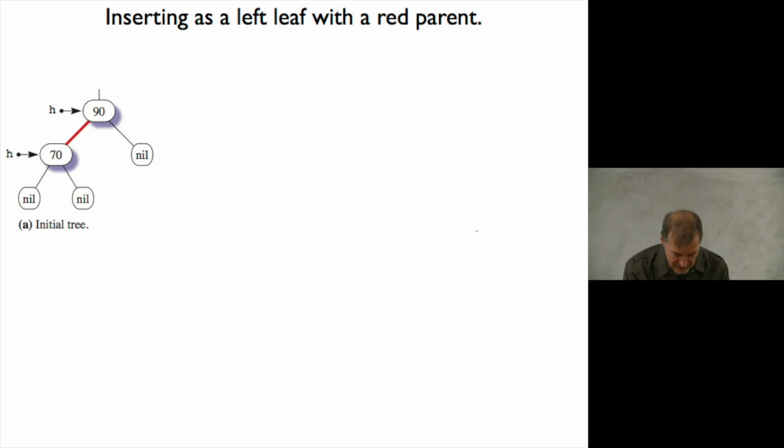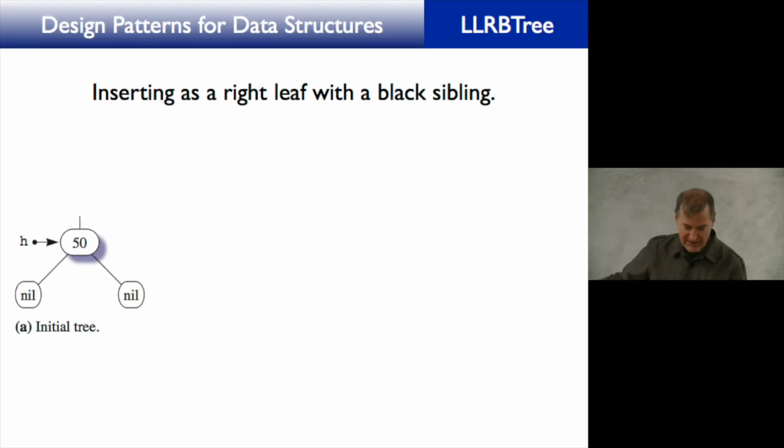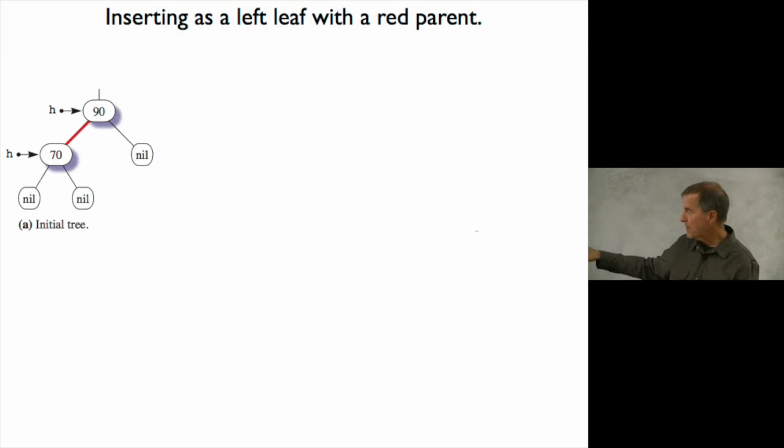Maybe we should double check the other one. You understand that before we added anything, we just had 50 and nil and nil. The black height of 50 is what? 1. Are you with me? And it's still, the black height is still 1 after we do.